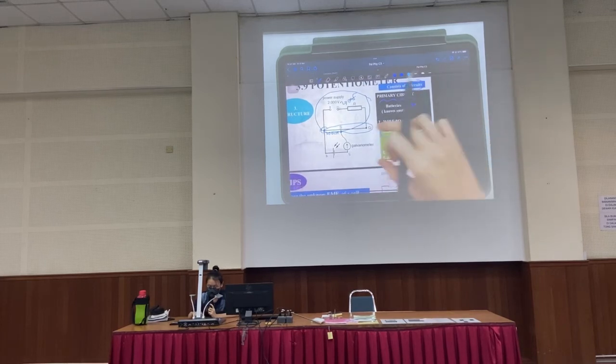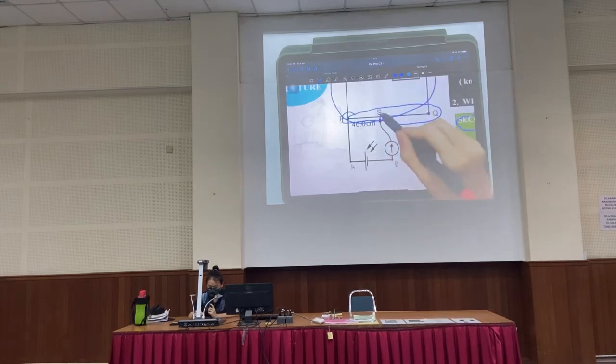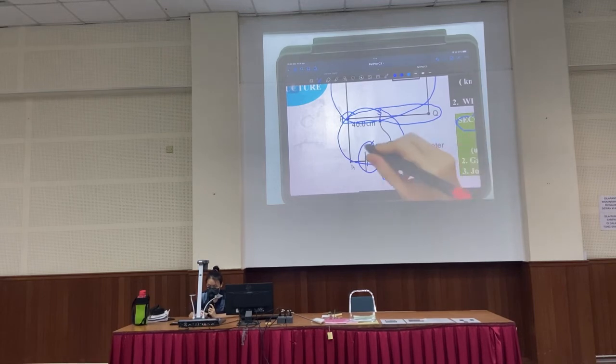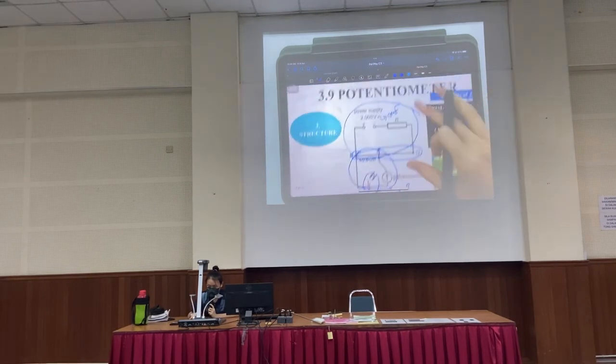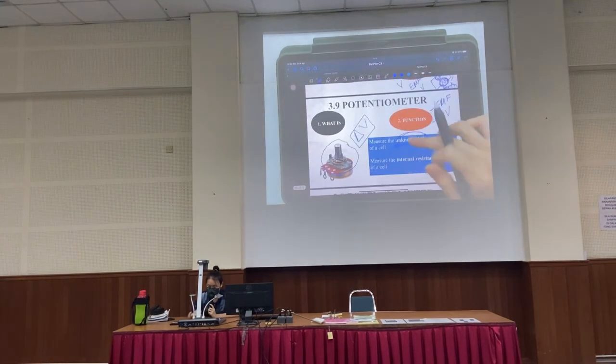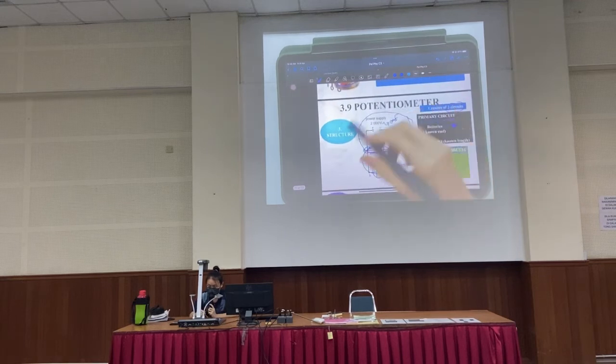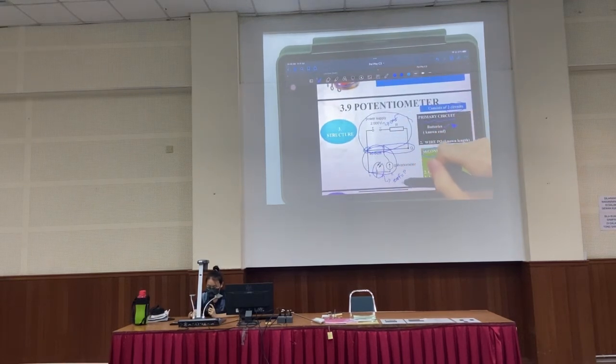Okay? This one. You guys can look here. Here is also a battery, but we don't know the EMF here, so it is equal to a question mark. We don't know the EMF of this battery. Just now I mentioned that the function of the potentiometer is to measure the unknown EMF. So we can use this potentiometer to find the unknown EMF of this battery.